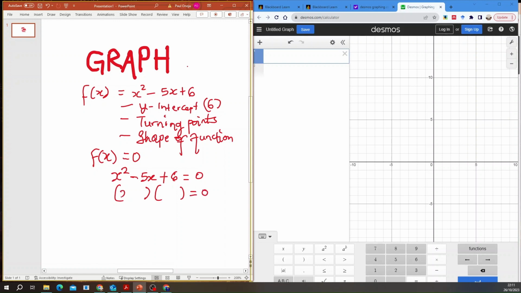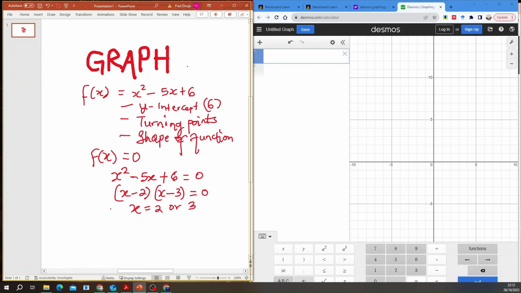So I'm going to write x on each bracket. The simplest way to do this is just to ask yourself, what are the two numbers I can multiply to get 6 and add to get negative 5? So that will be negative 2 and negative 3. So from this, we can clearly see that x can either be 2 or 3. So these are the two turning points of the function.